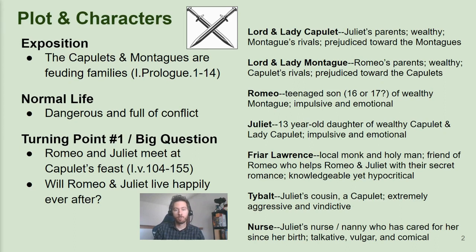The turning point of the story occurs when Romeo, Montague's son, attends Capulet's feast uninvited in order to see his love interest, Rosaline, only to meet Juliet, Capulet's daughter, instead. The two talk briefly and experience love at first sight. Considering that they are from rival families, the big question becomes, will Romeo and Juliet defy the feud and live happily ever after together? Or, in other words, will their relationship work out, or will it fail?